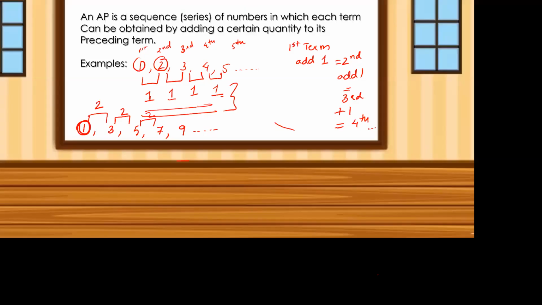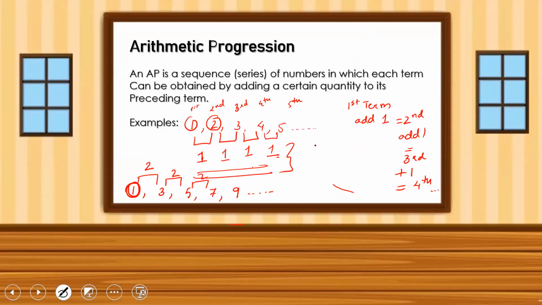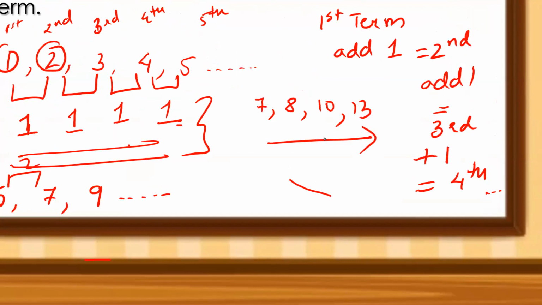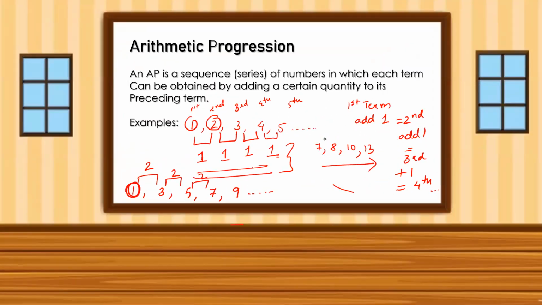For example, if I say 7, 8, 10, 13. The numbers are proceeding, right? But is there a common rule? Over here, the difference is 1 between 7 and 8. Between 8 and 10, the difference is 2. Between 10 and 13, the difference is 3. So there is no common difference. They are not bound by a certain rule. Hence, it won't be called an arithmetic progression, right?